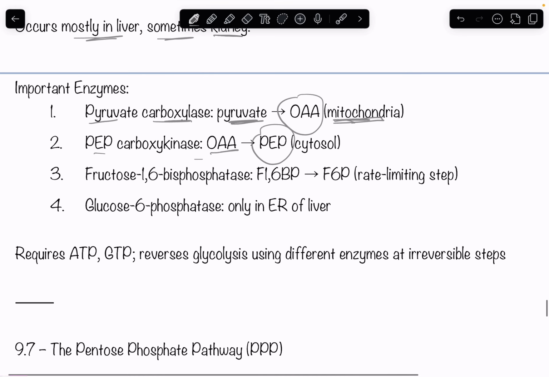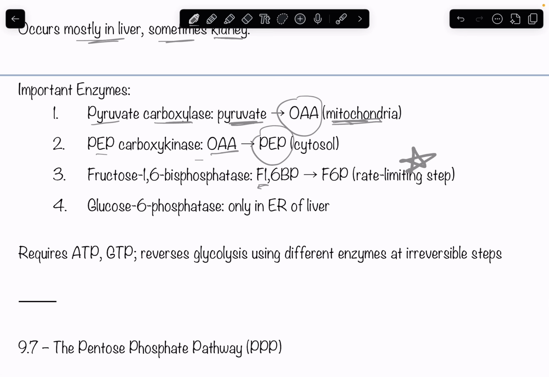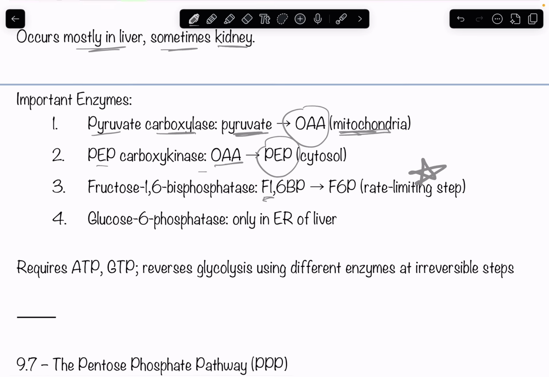Fructose 1,6-bisphosphatase is, remember, going to be the reverse one from what we have in glycolysis, okay? So this is reverse from what we have in glycolysis. Here we're actually going to take the phosphate group on carbon 1 off. This is actually your rate limiting step, okay?